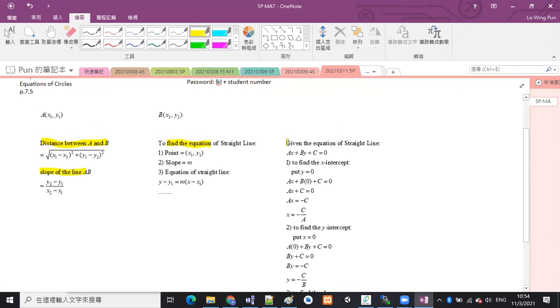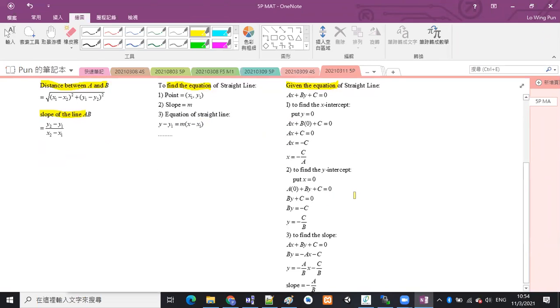So given, so this is given the equation of a straight line, and then to find x-intercept, find y-intercept, and find the slope.